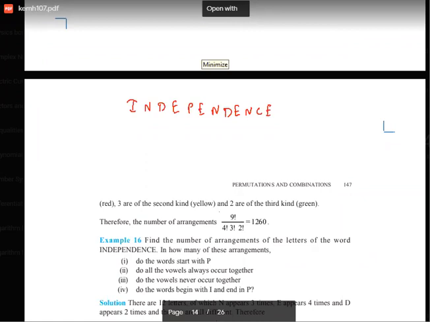Yes, very good, Pragna. Everyone, please respond. We have only 32 students. 12 students are absent, okay?